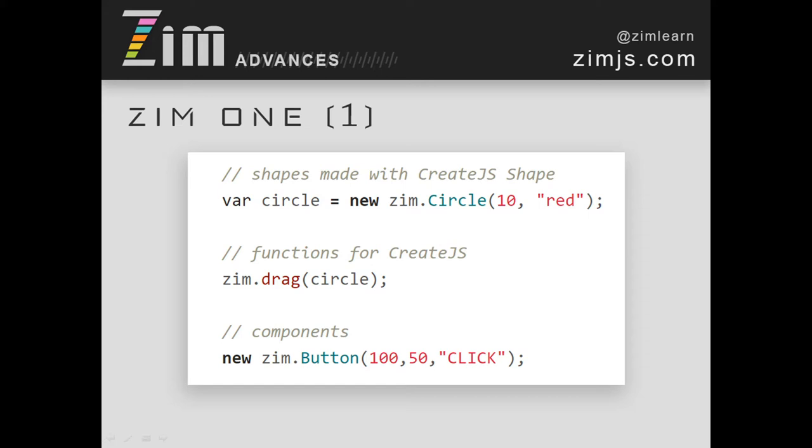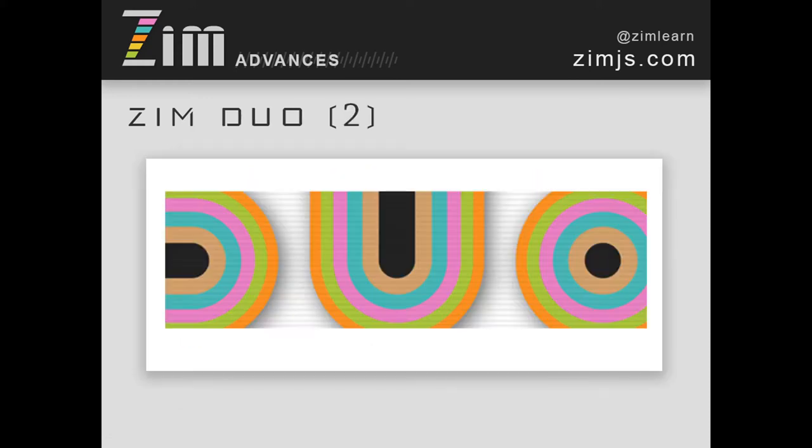For instance, in CreateJS, it would take a couple lines of code to make a circle. ZIM provided a Circle class to wrap that all up in one line, and also things like a drag function that would allow you to drag that circle with one line of code. We also introduced components such as buttons and sliders and dials to help us.